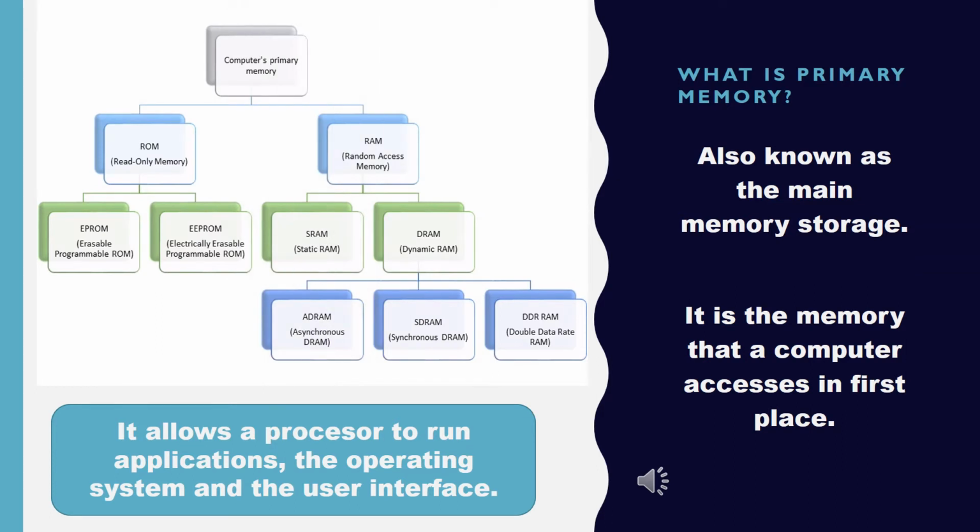First of all, the primary memory is also known as the main storage of the device. It is the kind of memory that is accessed first and also the first type of storage before all the data and instructions are decoded and executed. For this reason, the primary memory is used mainly to run applications, run the operating system, and also the user interface. And finally, the primary memory is divided in two types, ROM and RAM.